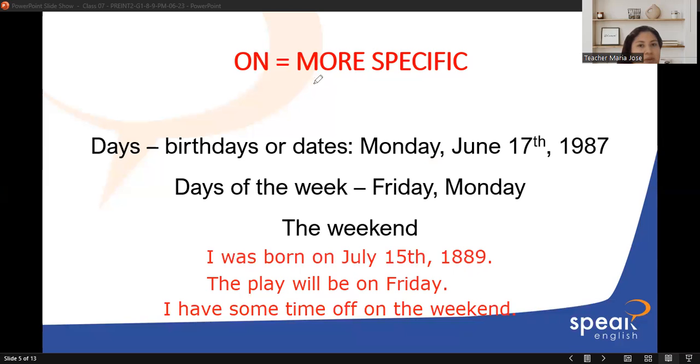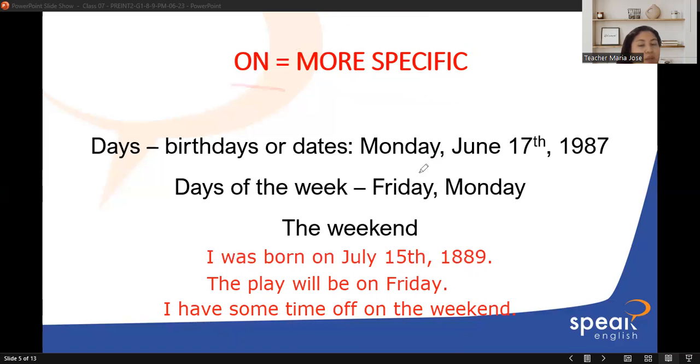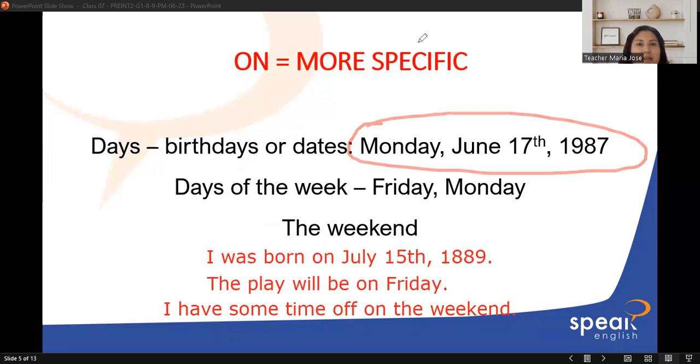Okay, very good. So as you can see, in these examples, we are being more specific. That is why we have to use on. So if you are talking about dates, birthdays, or one specific day about something, then we have to use on. Like, for example, on July 15, okay? Because this is a date. Or maybe you can only talk about the days of the week. You can say the play will be on Friday. This is a day of the week. Or maybe you can talk about something more specific like the weekend, Saturday and Sunday. So you say, I have some time off on the weekend. Okay? Now, can you give me one example with one specific date, Alejandra?